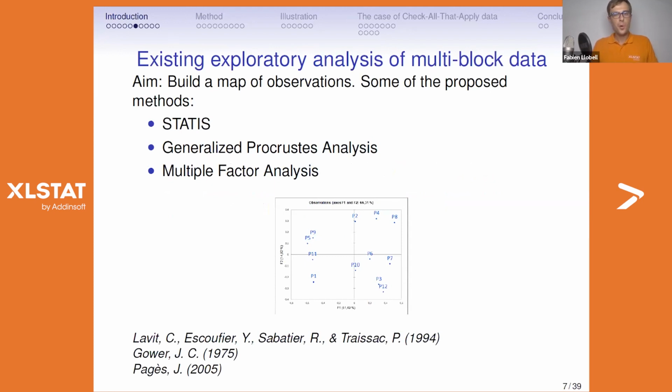There is a very small state of the art for this kind of data. There are several methods for exploratory analysis. Some of them are STATIS, generalized Procrustes analysis, and multiple factor analysis. And the aim is to build a map of observations.